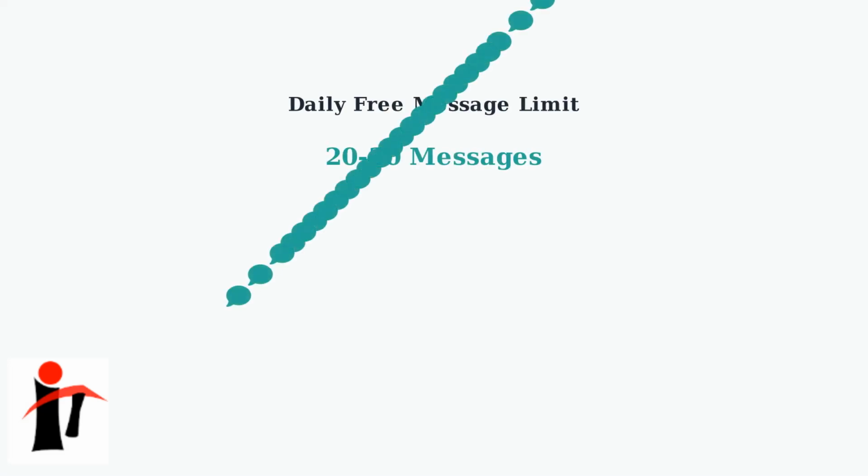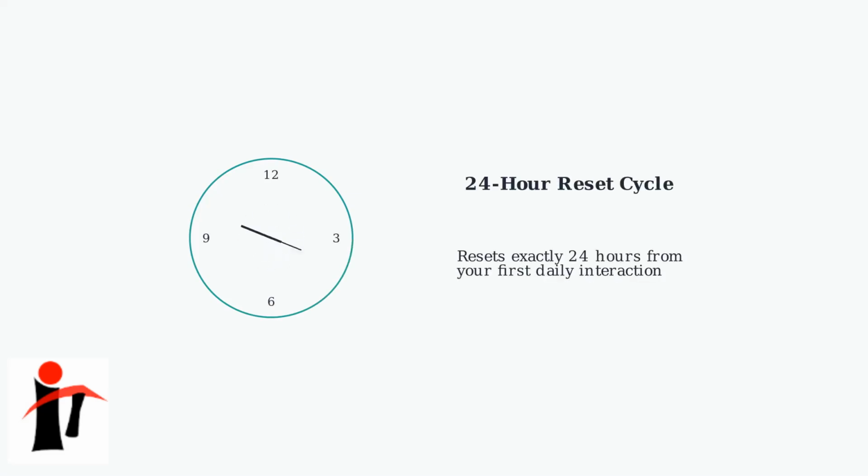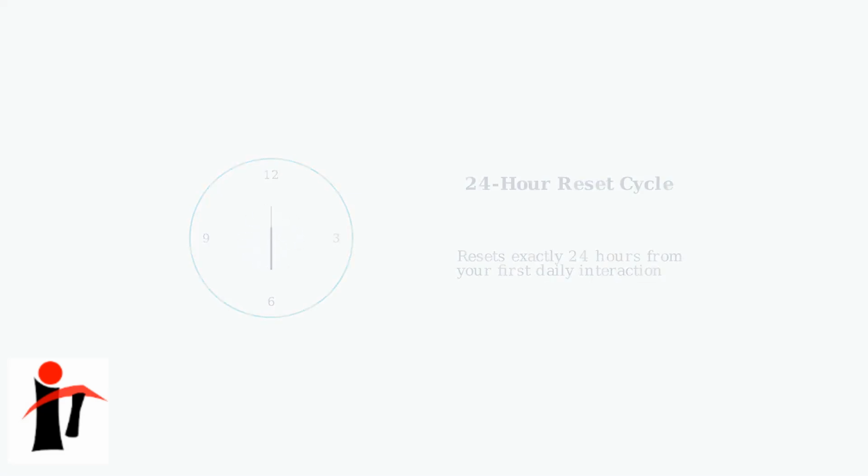As a free user in 2025, you typically have access to 20 to 30 messages per day across all AI models. This is a hard limit that applies to your entire account. This limit resets every 24 hours based on your first interaction time. The reset occurs exactly 24 hours from when you sent your first message of the day.